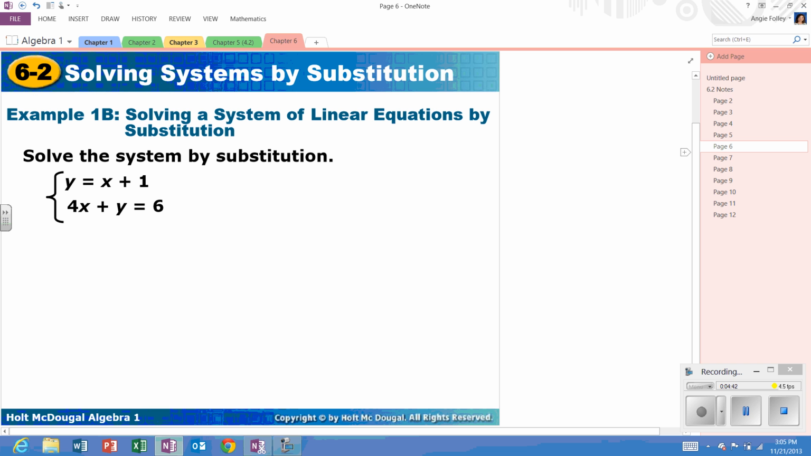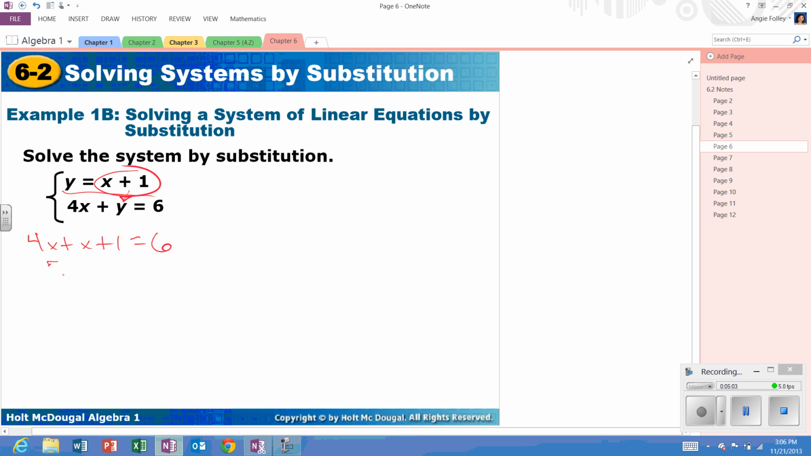Okay, so let's try another one. So step 1 again is to solve them for one of the variables. Well, if you look, we already have a y equals. So we can take this x plus 1 and plug it into our y of our second equation. So I'm going to do 4x plus x plus 1 because I'm plugging that into y.